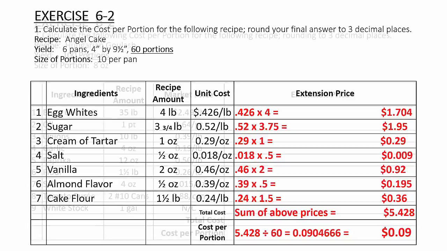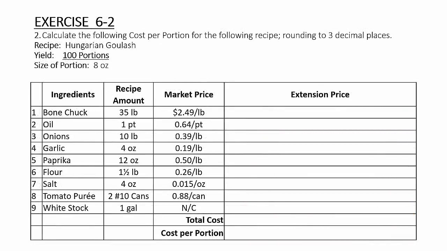Let's take a look at another example. This time we have a recipe that is going to make Hungarian goulash. We want 100 portions of Hungarian goulash. Actually, 100 portions is what we get from the recipe. Here is the size of the portion, 8 ounces. This is an important bit of information, just not for what we're doing here. When we're costing things out, we don't care about the size of the portion. We just want to know that this recipe is going to make 100 portions.